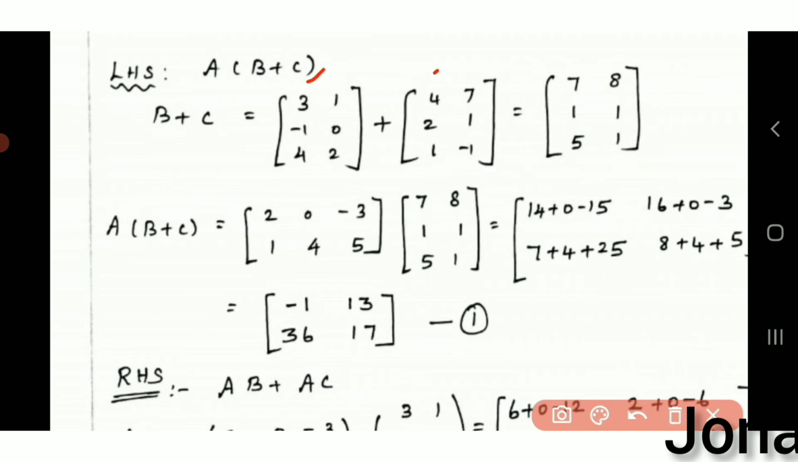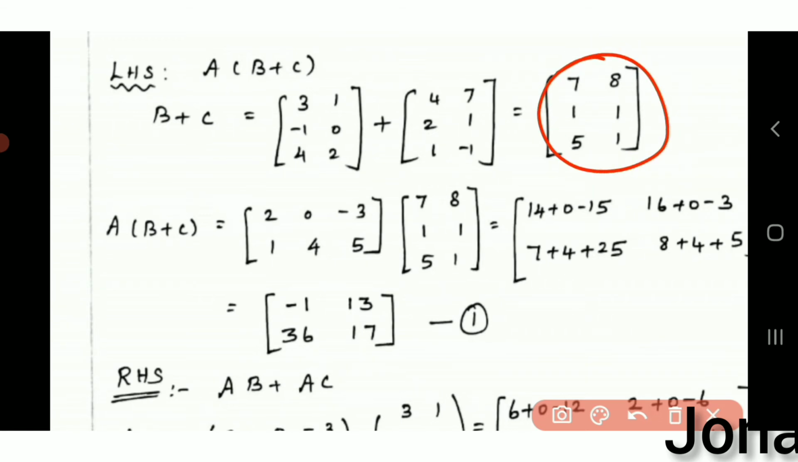So, 3 plus 4 is 7. Then 1 plus 7 is 8. And then minus 1 plus 2 is 1. And 0 plus 1 is 1 here. And then 4 plus 1 is 5. 2 minus 1 is 1 here. So, B plus C is here. We found this value of B plus C.